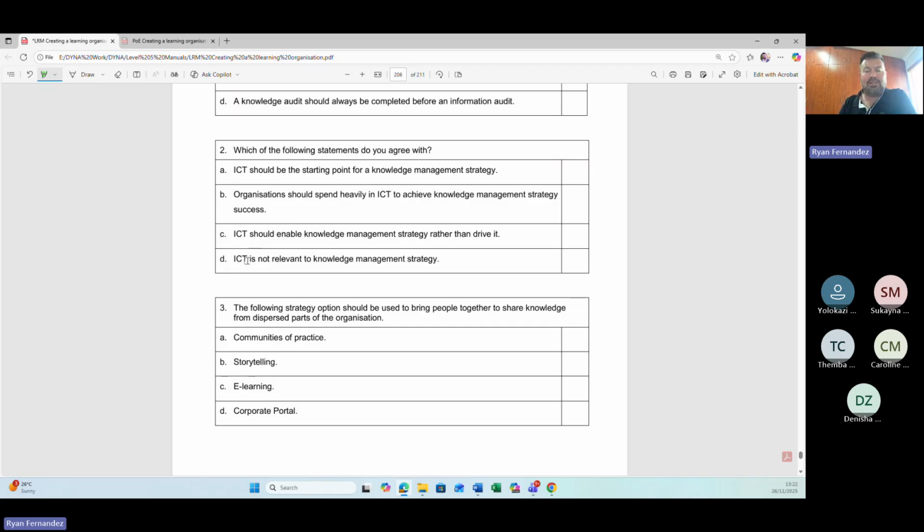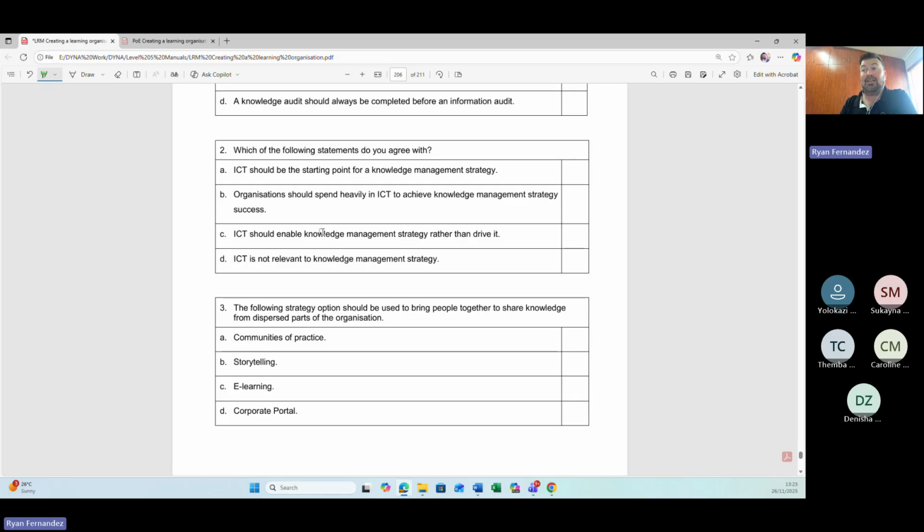Now, if we have computers and cell phones and tablets and software and programs, well, then it is going to really help with knowledge management. Is it the starting point? No, because we don't know what knowledge we need to be looking for, mining, keeping, storing, and using. Should we spend heavily in ICT to achieve success? Not always. If you have a small business, you might not need that much money. ICT should enable knowledge management strategy rather than drive it, or ICT is not relevant. So we've said that's nonsense. That's not right.